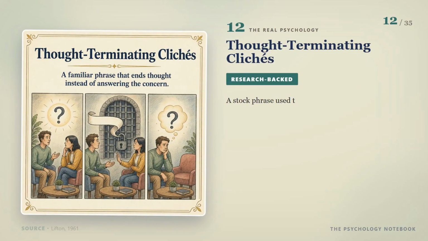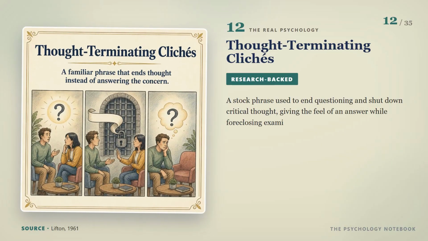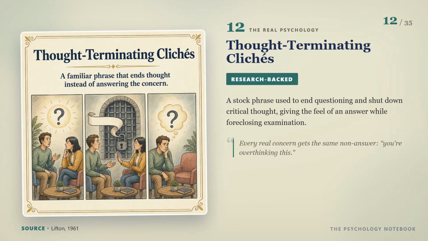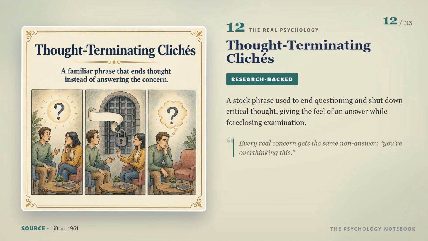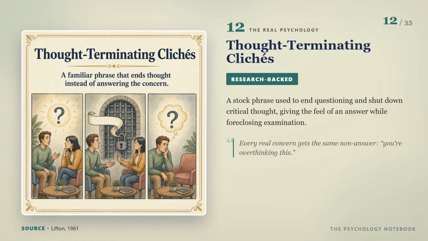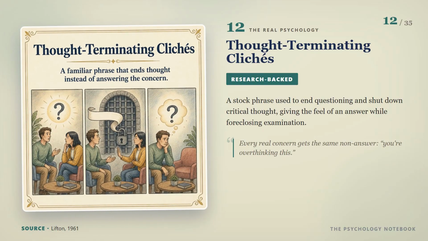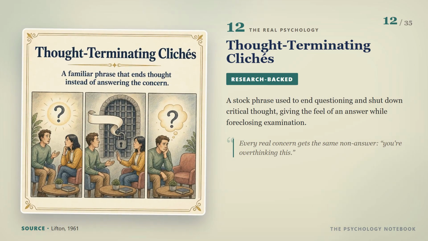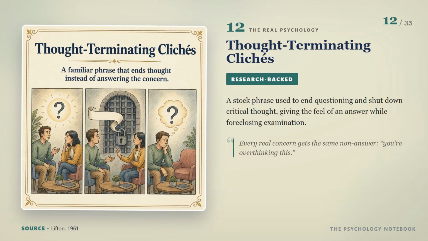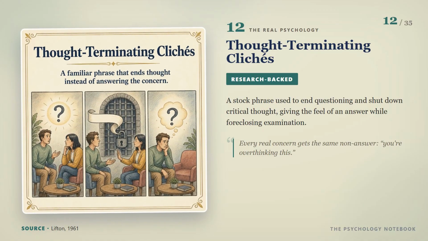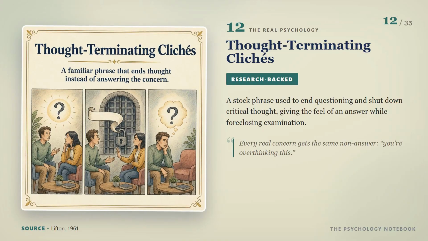12. Thought-terminating clichés. Number 12 is a thought-terminating cliché. This is a short phrase that stops a question before anyone has to seriously examine it. For example, you bring up a real concern and the response is, "You are overthinking this." Or maybe you hear, "It is what it is." Those phrases sound like answers, but they do not address the core concern. They simply end the conversation.